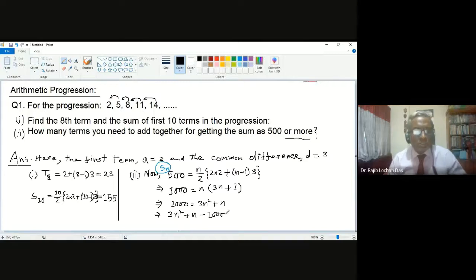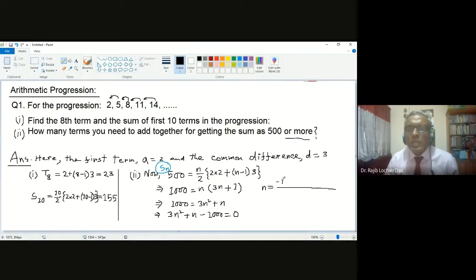So this is a quadratic equation, because of n square. Quadratic means n square, so you will apply the quadratic formula. Maybe middle term factorization is possible, but it is 1000, so it will be long. So no need to think about that.